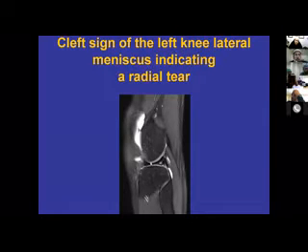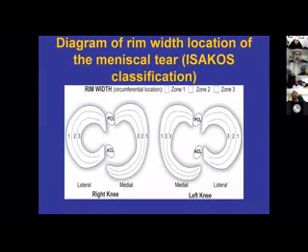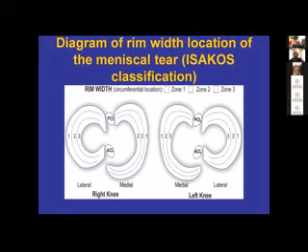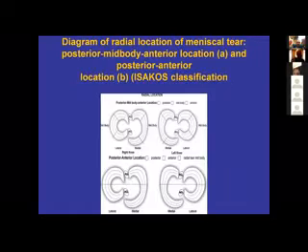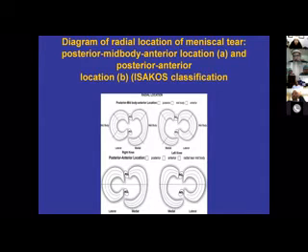Then ISAKOS has devised some classification systems according to rim width of either of the medial and lateral menisci. So I think more for academic and regulatory reasons, where the tear is located according to the width of the meniscus. And then where is the tear located according to the anatomical location, either it is posterior or anterior or mid-body.